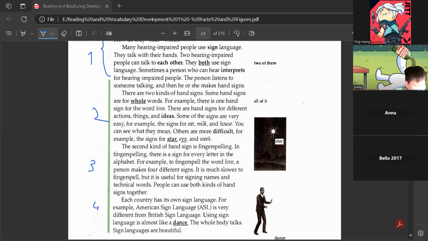Okay. The second type of hand sign is finger spelling. In finger spelling, there is a sign for every letter of the alphabet. For example, a person makes four different signs to spell the word love. It is much slower to finger spell, but it's useful for names and sentence words. People can use both kinds of hand signs together.